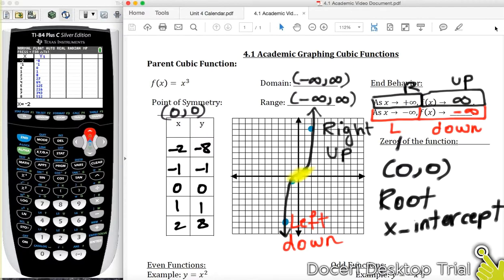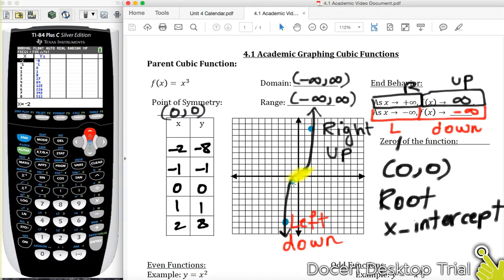Okay? So this is how you graph the parent cubic function. You put it in your calculator, you get some points that would fit into your graph. If you get 3 points, that would be more than enough, but for just the sake of showing you how it will look like, I had more than 3 points, but 3 points would be enough. The point of symmetry is the most important point in your cubic function, just like the vertex is the most important point in a quadratic function, in a parabola.